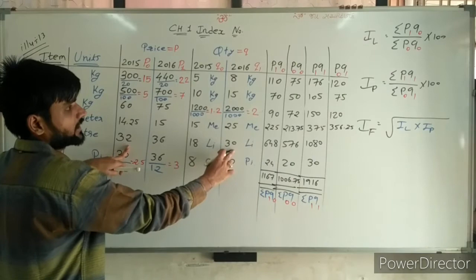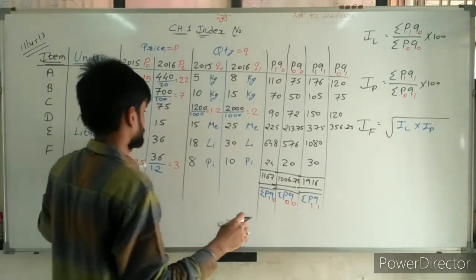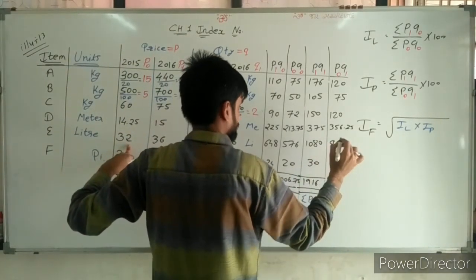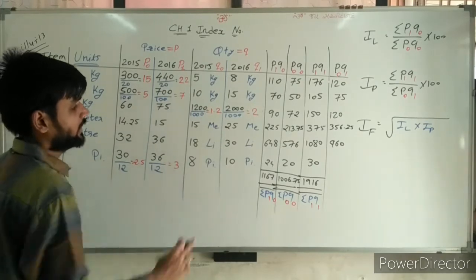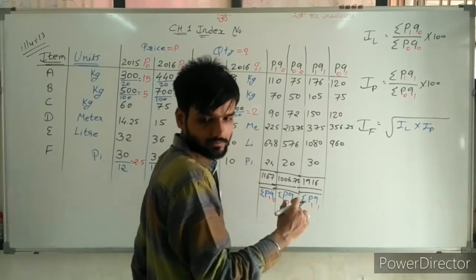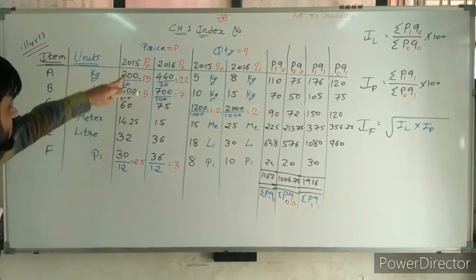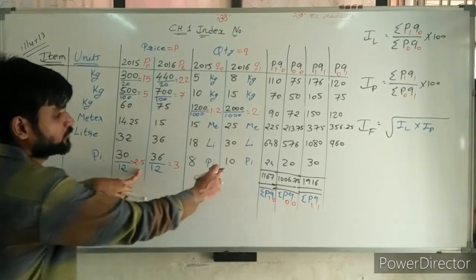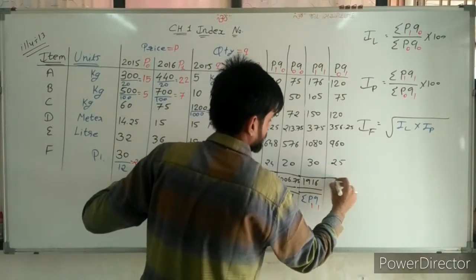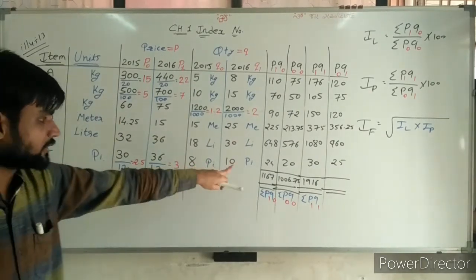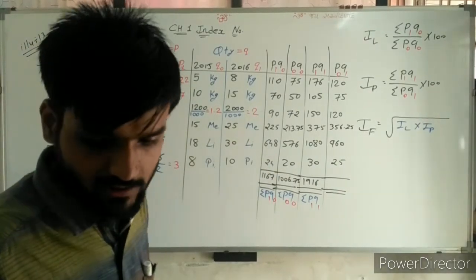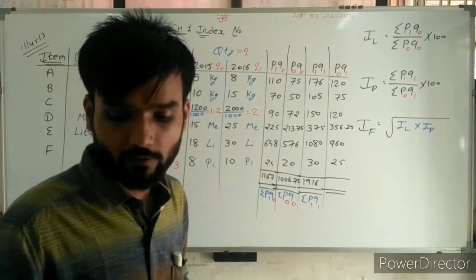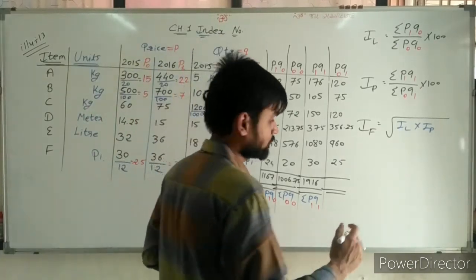32 into 30, 960. 30 into 10, sorry, it's easy, 300. P0 is 2.5, 2.5 into 10, getting 25. Make total of this: 120, 75, 120, 356.25, 960, 25, and total is 1656.25.